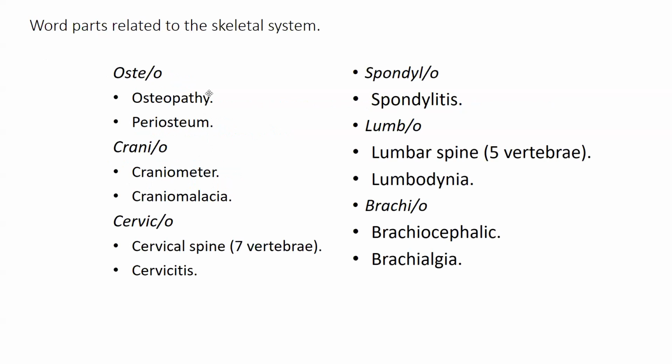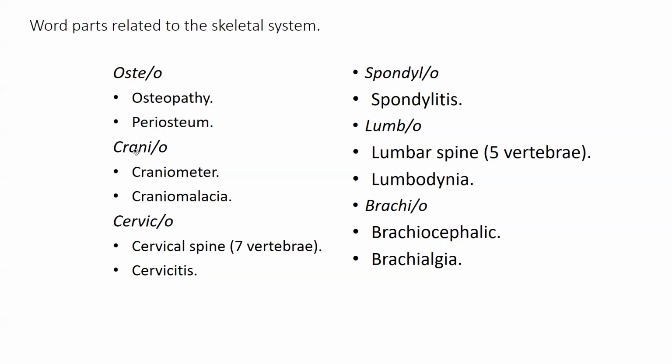Here are word parts related to the skeleton. Osteo means bone, so osteopathy means a disease of the bone. The periosteum: eum means tissue, peri means around, and ost means bone. There's a very thin connective tissue that surrounds the bone, every bone, called the periosteum.